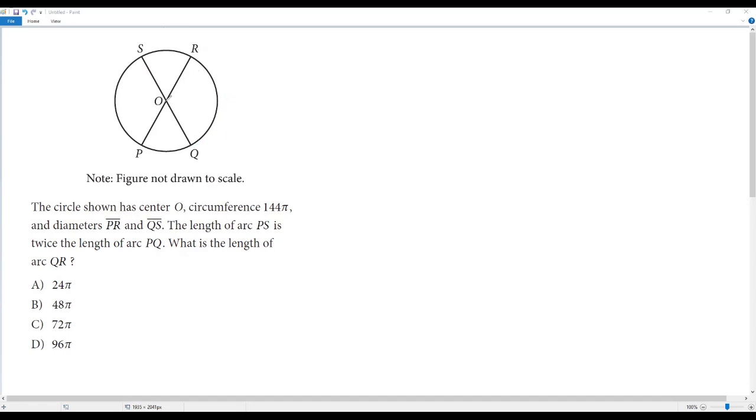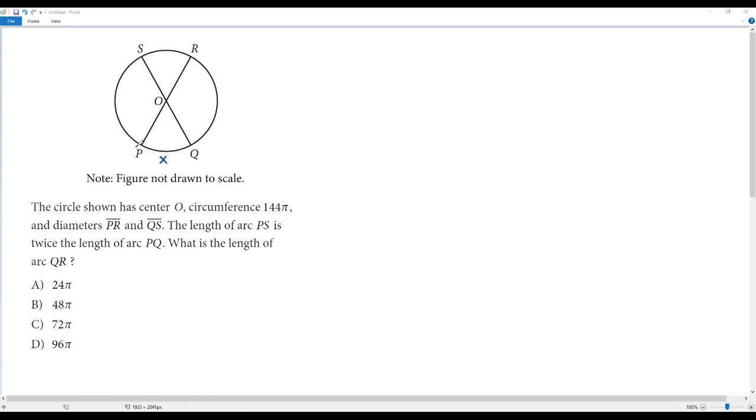Okay, here the question says that PR and QS are diameters. Usually two diameters will intersect inside the circle at the center. So here we have the center O. And we have the information that the length of arc PS is twice the length of arc PQ. That is, the length of this arc PS is 2 times the length of the arc PQ over here. Now let me assume x as the length of arc PQ.